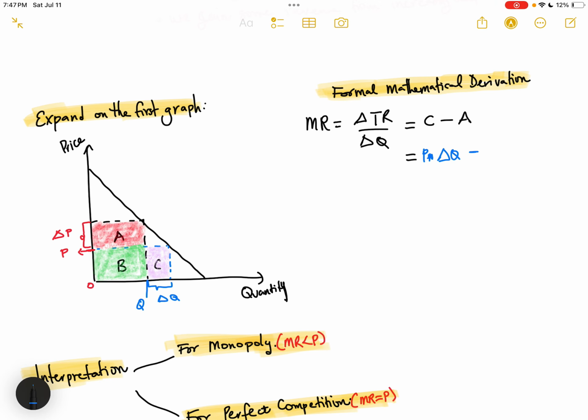Okay, minus. Now the area of A. The area of A, the height of A on the graph you're seeing here to your left-hand side, the height of A is change in P, and the base of A is Q. And so minus the area will be change in P times Q.